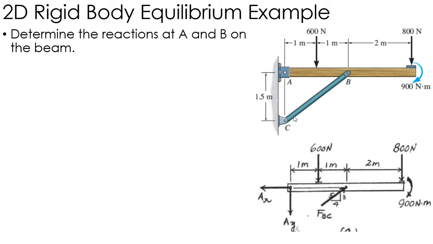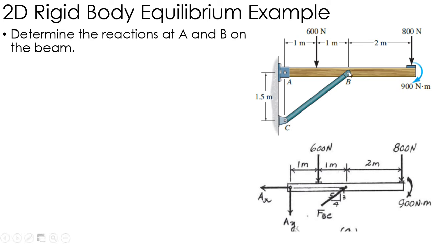A is a pin. I think about how it's restricted. I'm not allowed to move this beam horizontally, nor am I allowed to move it vertically. The pin is restricting motion both in the horizontal and vertical direction. That's why I have AY and AX down here. And again, you can assume any direction you want. If you assume incorrectly, you simply get a negative answer in the results.